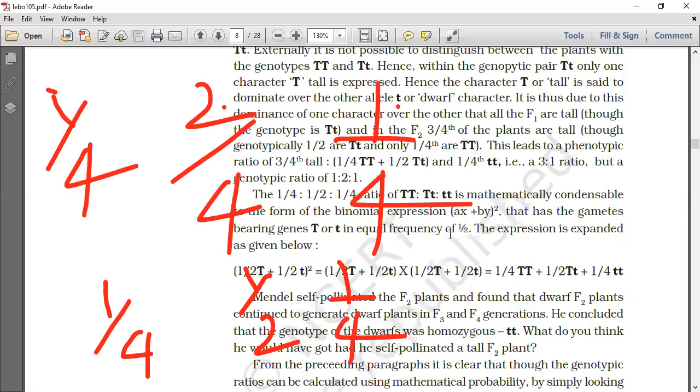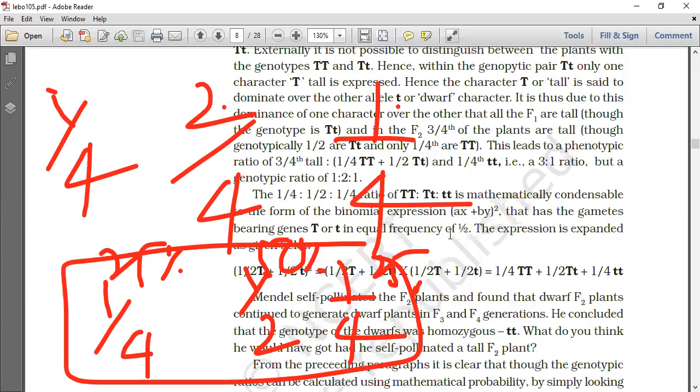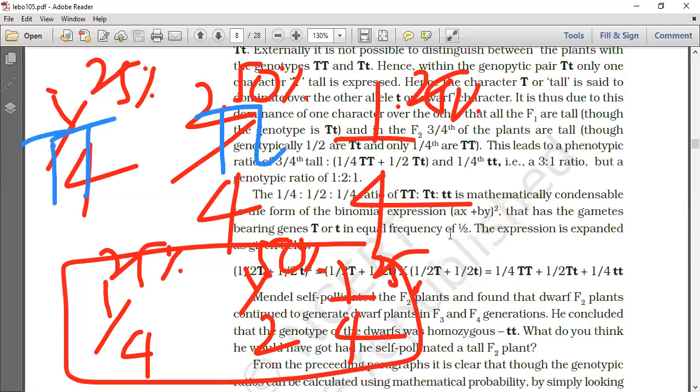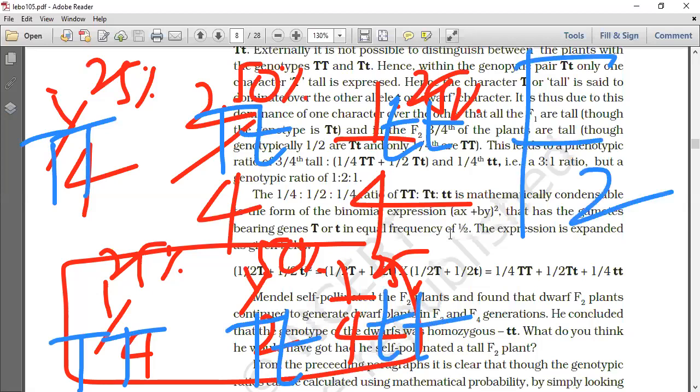Okay, so that also in the same format it will come. This is 25%, here 50%, 25%. So here also 25%, 50%, and 25%. The only thing you have to stick to is that these are homozygous tall, these are heterozygous tall, these are homozygous dwarf. Here also the same. He is talking about the F2 generation aspect.